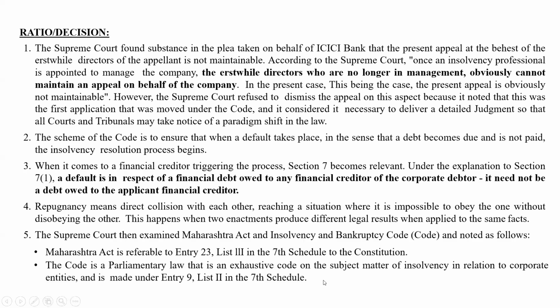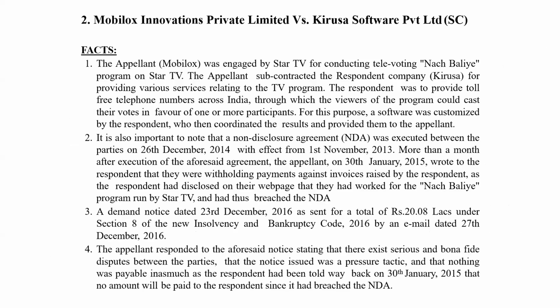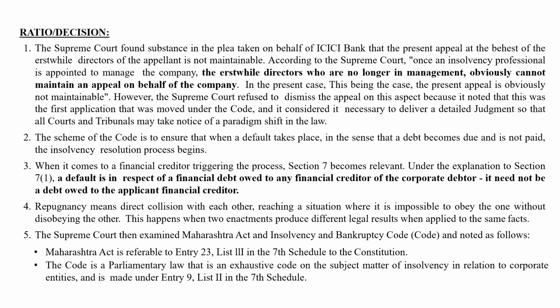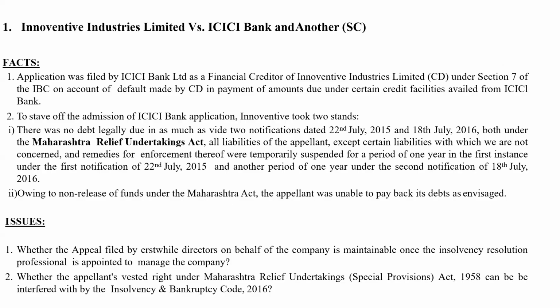The Supreme Court then examined the Maharashtra Act and the Insolvency and Bankruptcy Code and noted as follows. They said the Maharashtra Act is given in List 3, okay? And this IBC is in List 2. So basically they said that the appeal can be allowed. A Section 7 application is maintainable. And the Maharashtra Relief Undertakings Act, which is a state legislation, has to give way to the IBC, which is a central legislation, by virtue of Section 238.